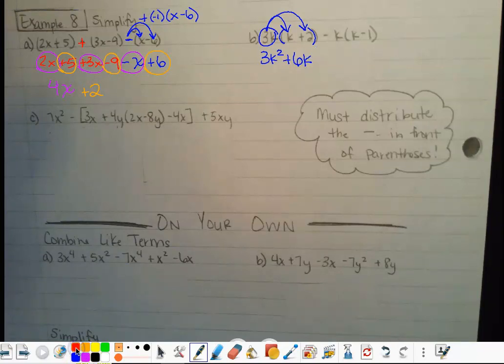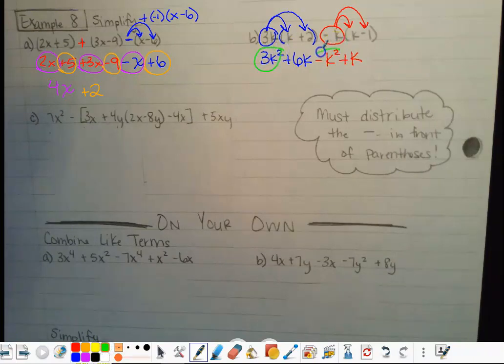For the next one, we have a negative. We're going to take the sign in front. Makes life easier. Negative k times k is going to give us a negative k squared. Negative k times a negative 1. Negative times a negative is a positive, so this is going to be a plus 1k, because we don't have to write the 1. All right, now we combine like terms.